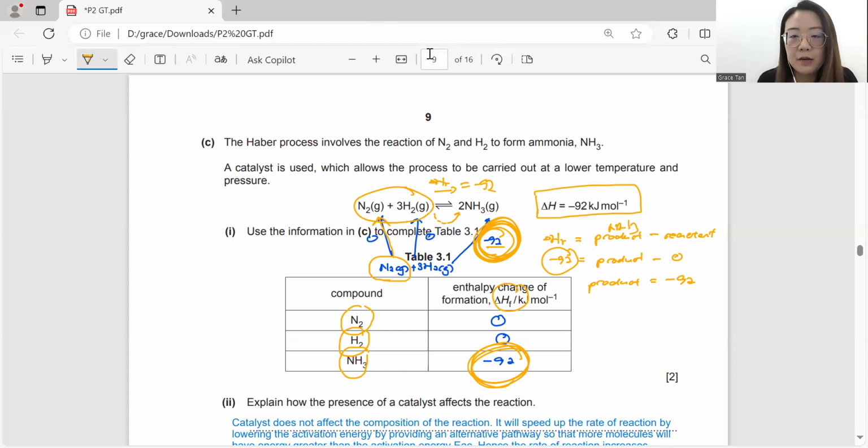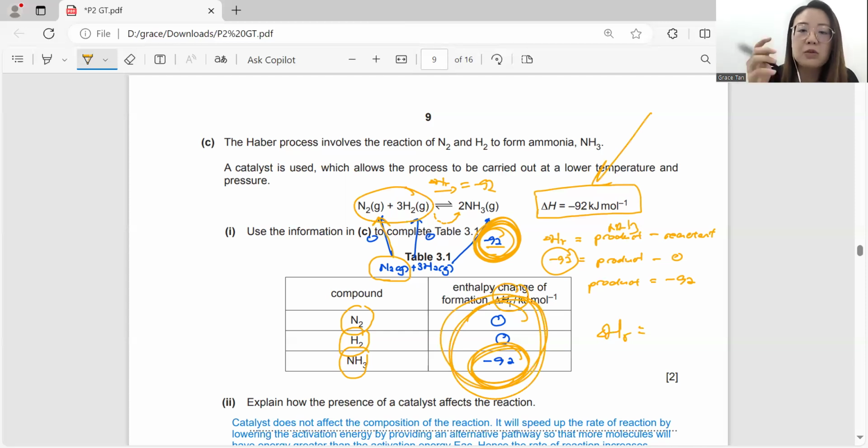Because if you want to prove back this 92, let's say enthalpy of a reaction, they ask you to calculate now. Given you these three numbers, you go and prove back. I give you these three numbers, 0, 0, and minus 92 in the table. Please go and calculate the enthalpy change of Haber process. You will take product, which is minus 92, product minus reactant. Hence, therefore, can prove up to minus 92. Okay?